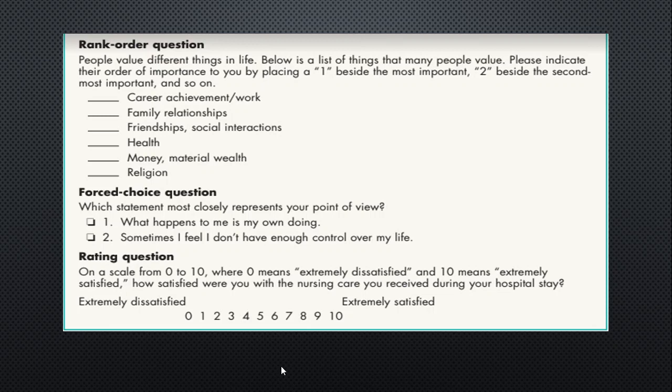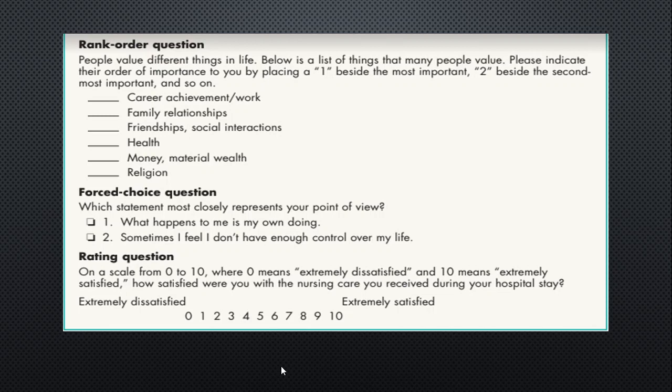So another is the rank order questions. People value different things in life. Below is a list of the things that many people value. Please indicate their order of importance to you by placing 1 beside the most important, 2 beside the second most important, and so on. For example, career, family relationship, friendship, health, money, or religion. So which of these is more important to you? Which comes next, down to the least important? That's the rank order question.